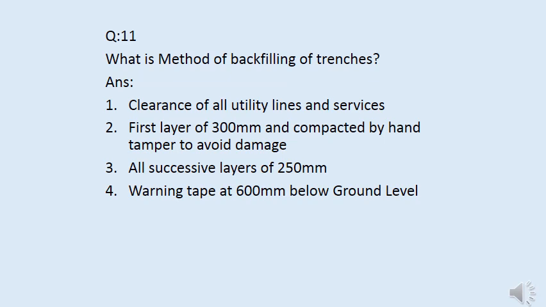And then all the successive layers above that will be 250 mm, and they will be compacted and tested by FDT. And another thing we will do here, when we are approaching the ground level, 600 mm below the ground level, we'll put the warning tape, so that if in the future there is some excavation, the people working at site come to know that there are some services below this. So this is the method for the backfilling of trenches. Next.